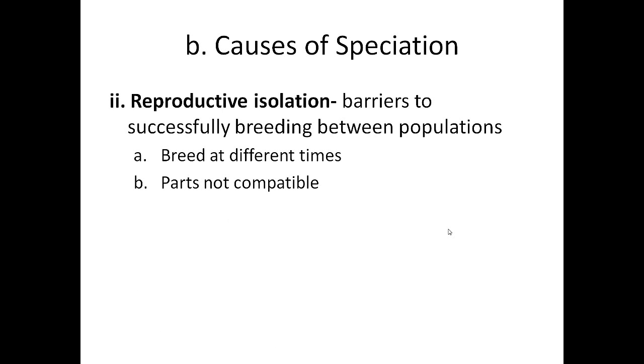Maybe they breed at the same time, but their parts aren't compatible. That would be a way to cause speciation. Different mating calls. Most organisms, actually all of them that I know of that have mating calls, don't recognize the mating call of another species. They hear it, but they don't realize that it's a mating call, so they won't be attracted to that other species.